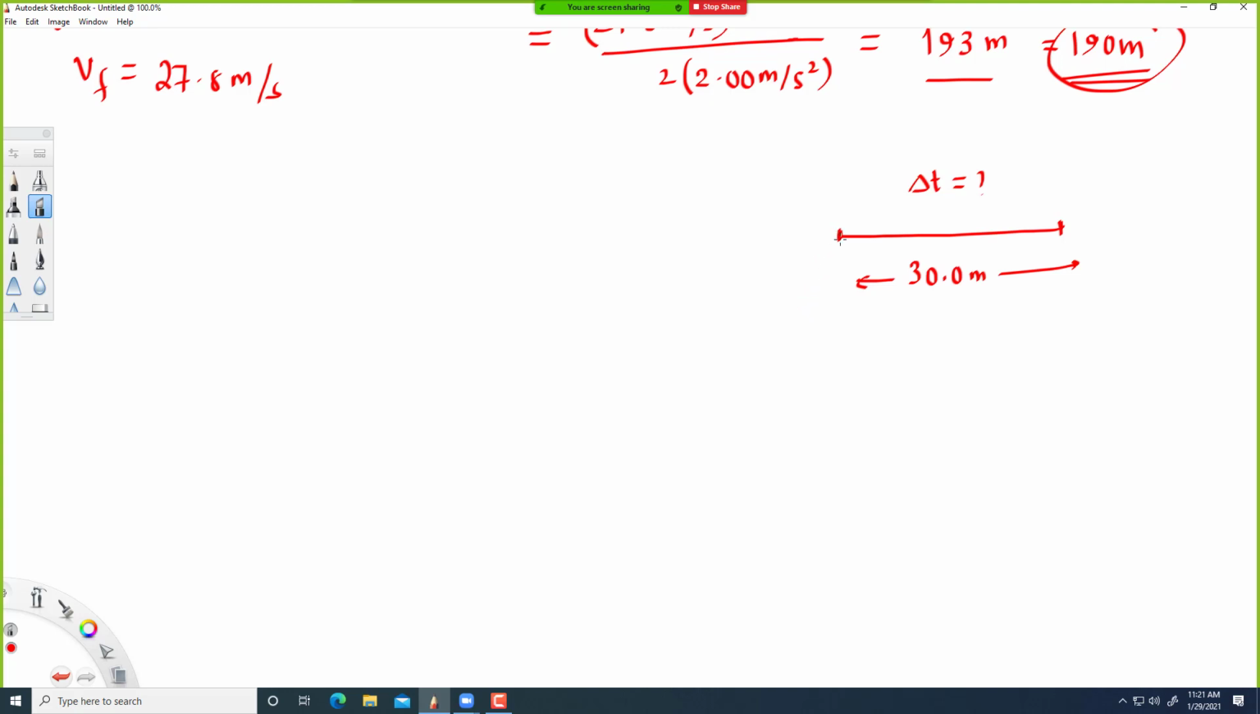And starting from here, it will accelerate at the rate of 2 meters per second squared. Okay. And it starts from that point. That means initially it's at rest. Okay. It starts from zero velocity.